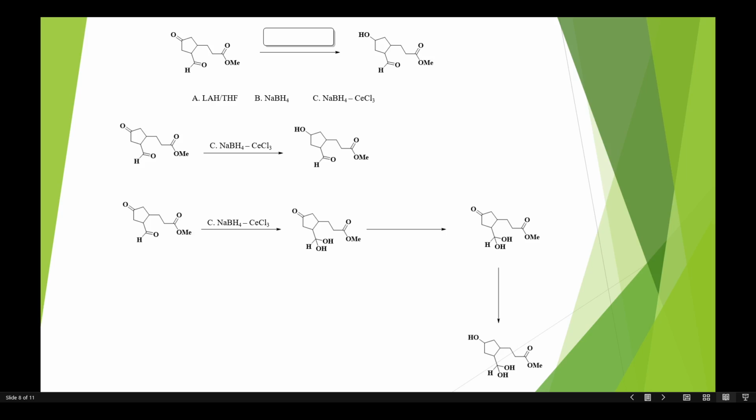Yeah, this concept we already discussed maybe in the previous one, but this is another example. Even in the presence of an ester group, we can reduce only the keto group to its corresponding alcohol, keeping the remaining aldehyde and ester group intact. If you have the keto, ester and aldehyde, we selectively reduce the keto to the corresponding secondary alcohol in the presence of sodium borohydride and cerium trichloride. But if you use lithium aluminum hydride or sodium borohydride alone, then you will get a mixture of products.